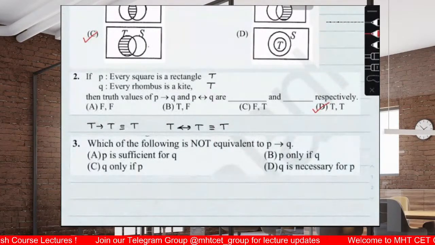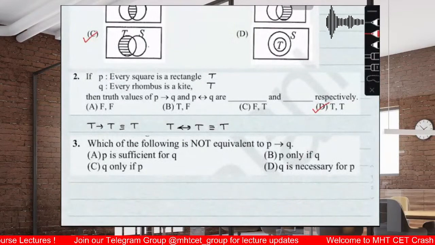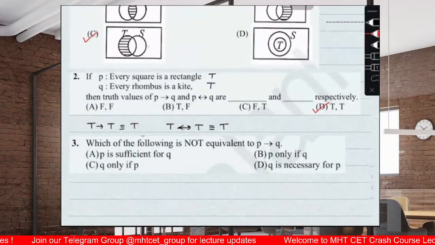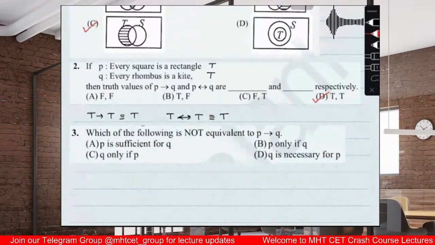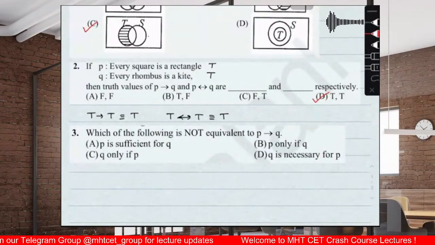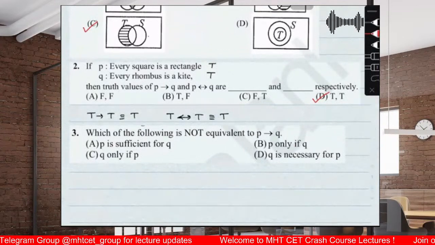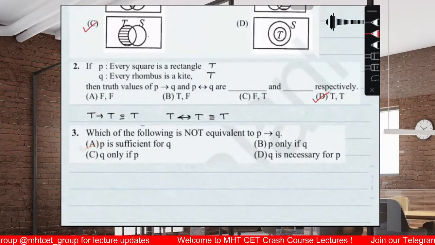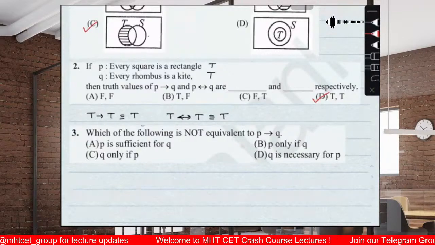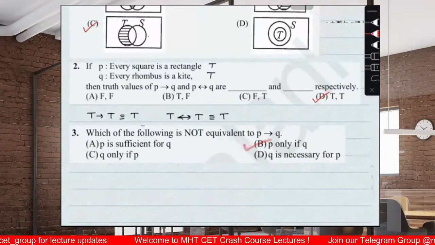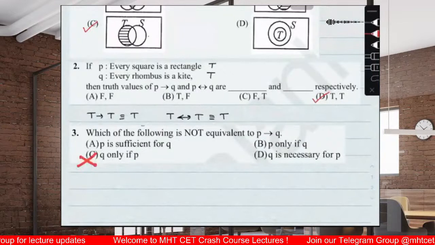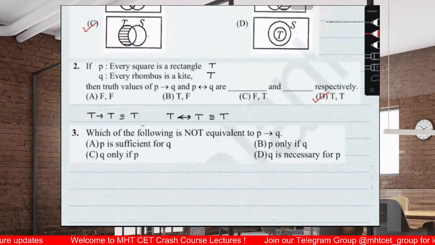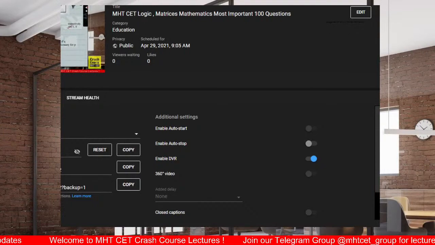See this one. Which of the following is not equivalent to P implies Q? अगर टेक्स्ट बुक अच्छे से पढ़ा है तो उन्होंने दिया है कि P implies Q is equivalent to P is sufficient for Q. This is correct. P only if Q. This is also correct. Q only if P. This is wrong. And Q is necessary condition for P. This is correct. So C is not equivalent.